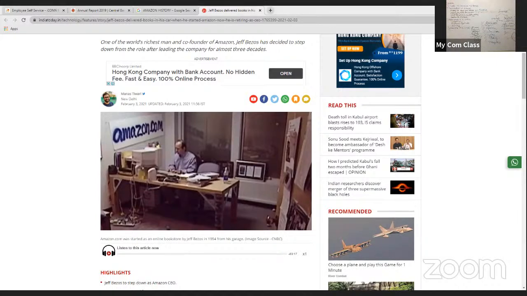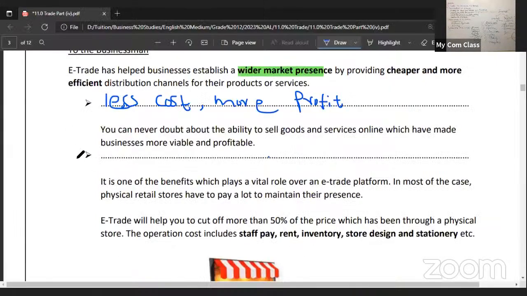Right. The next one: reduces overhead cost and operation cost. Reduces operational cost. You can also call it operation overhead, or indirect cost. Overheads, as I explained. So, reduces operation overhead cost.